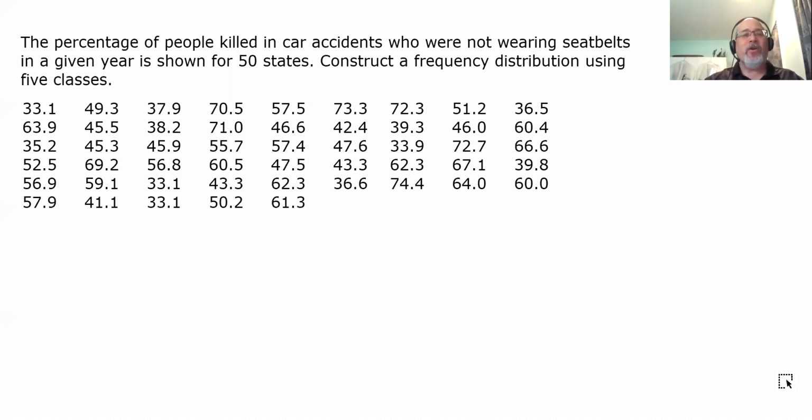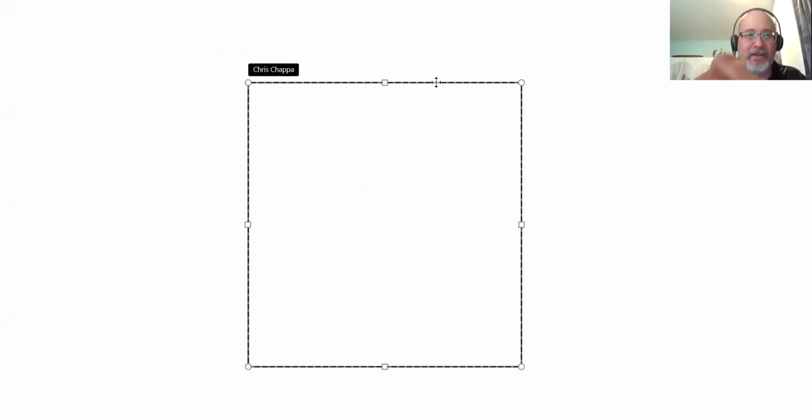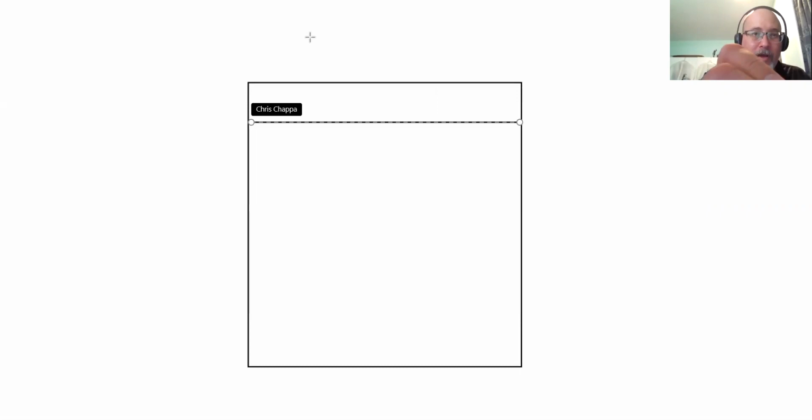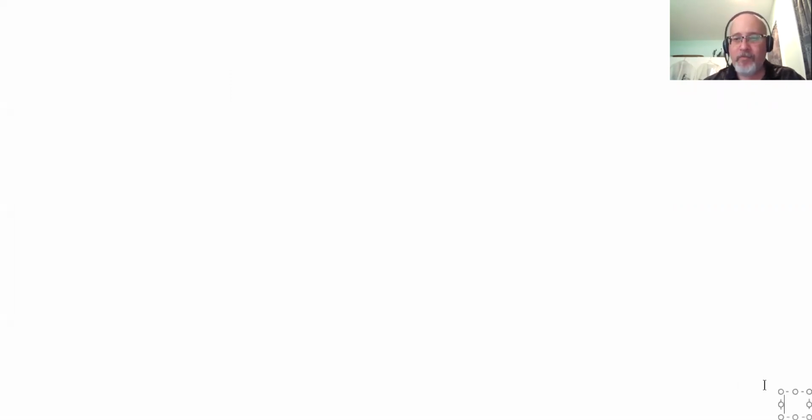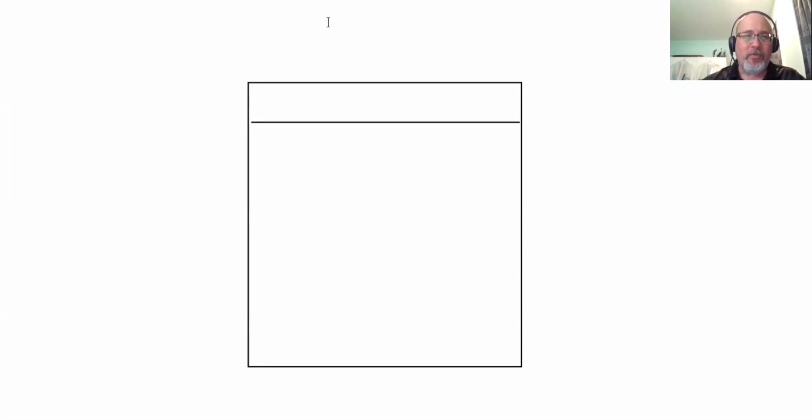All right, so let's think about what our end goal is. Our end goal is to have something like this. We're going to have a table that's going to have 5 rows because we want 5 classes. The first column will represent the percent of people killed in car accidents. So we'll just say percent of people.